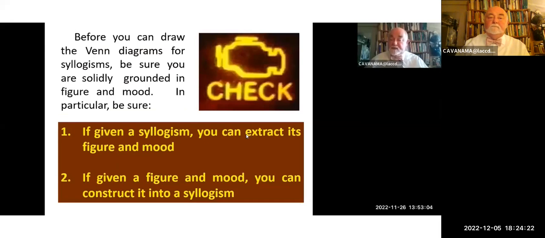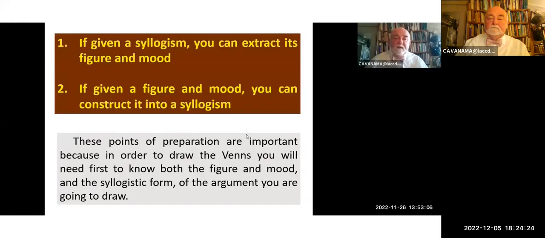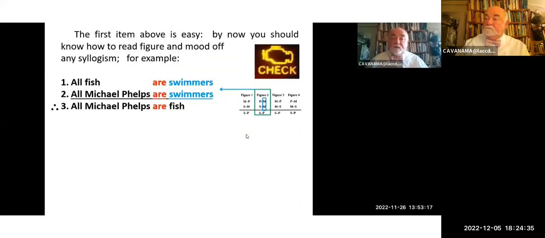If you find yourself having trouble doing this with the Venn diagrams, you might want to go back to that. These points of preparation are important because in order to draw the Venns, you have to know first the figure and mood and the syllogistic form for the argument you're going to draw. Okay, the first item above is easy. By now you should know how to read figure and mood off any syllogism, for example, one we've seen before.